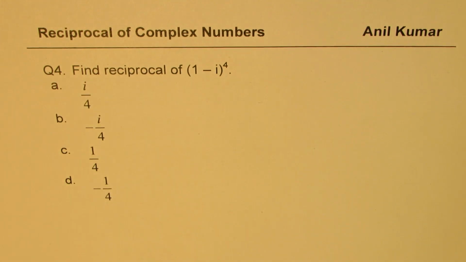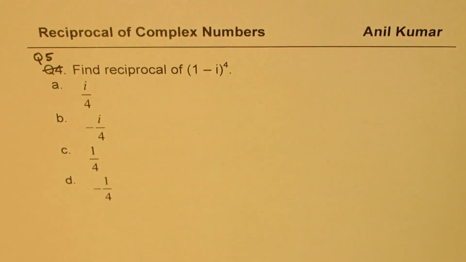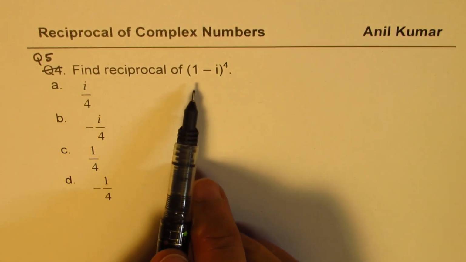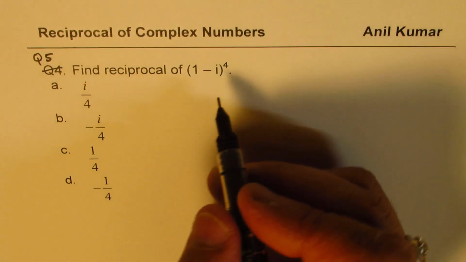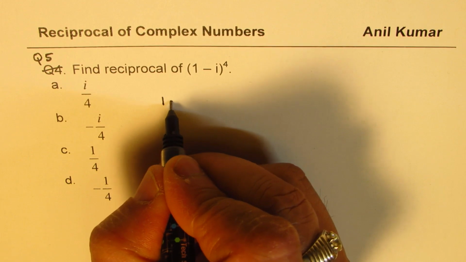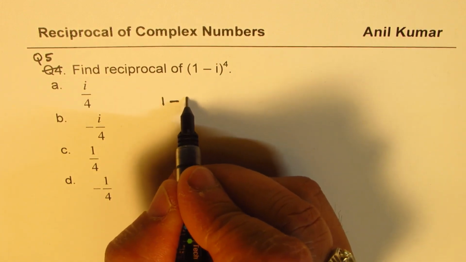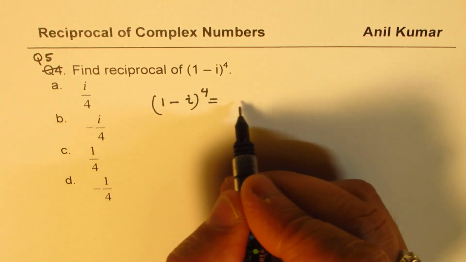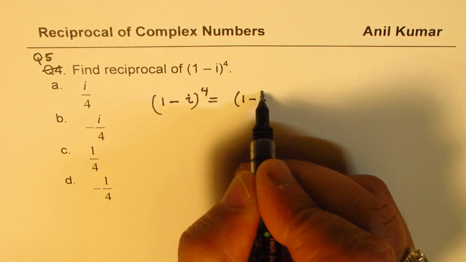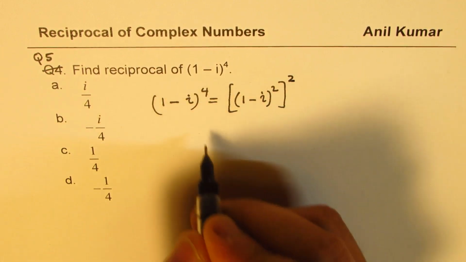Here is the last question. So let me make this as question number 5 for us. Okay. We need to find the reciprocal of 1 minus i to the power of 4 this time. Okay. Let's first figure out what this is, right? So what is 1 minus i to the power of 4 equal to? So what we could do here is that we'll write 1 minus i whole square, and then later we'll further square it. Is it okay?